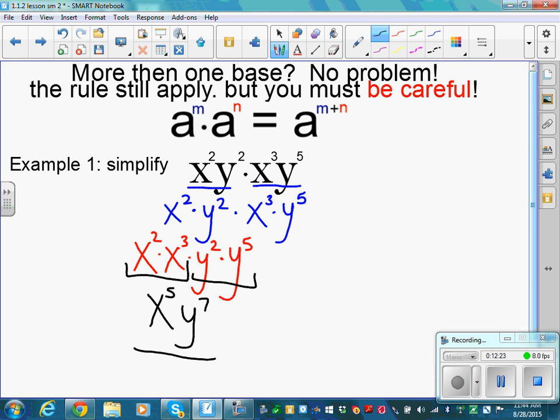Okay, sorry, excuse me. You can't use properties of exponents to combine those. Those are not like bases, so that would be our final answer.